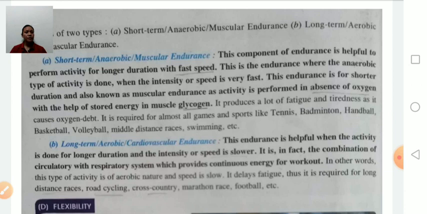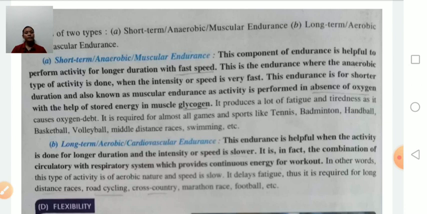This is the endurance where the anaerobic type of activity is done, and your intensity, that is the speed, is very fast in this type of endurance. This endurance is for short duration and is also known as muscular endurance, as this activity is performed in the absence of oxygen with the help of stored energy in the muscle glycogen. We do the activity with fast speed, with maximum speed. Therefore, this produces a lot of fatigue and tiredness as it causes oxygen debt.